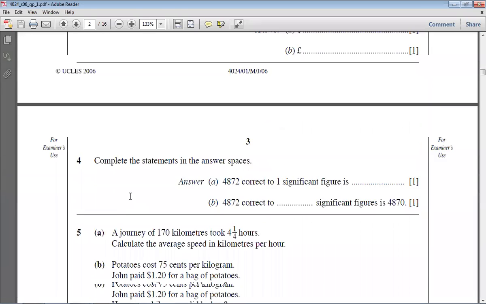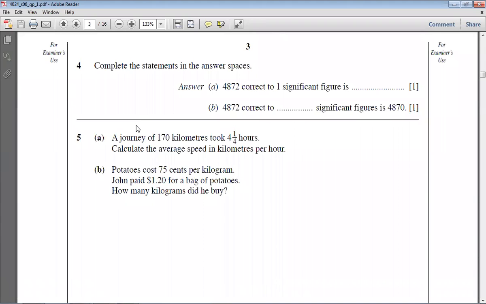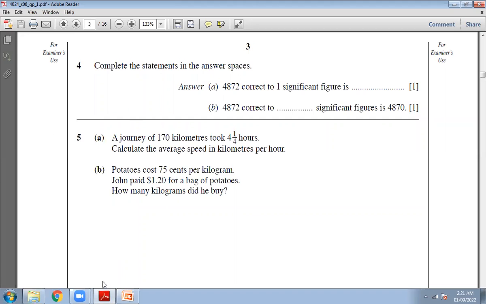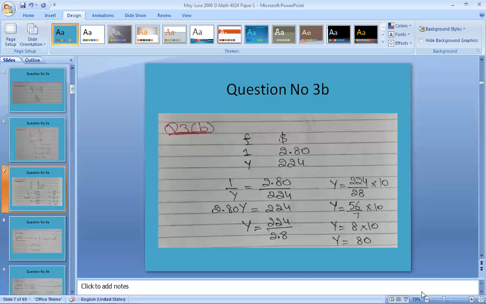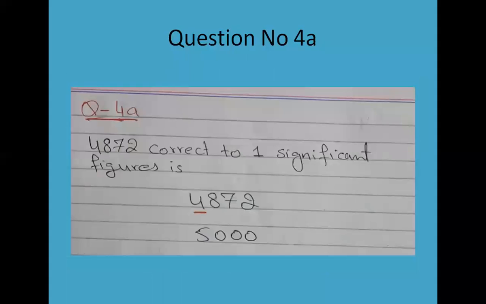Question number 4. He says complete the statements in the answer space. A part is 4,872. Correct to one significant figure is. That's the first part. And let me show you my answer. Okay. So 4,872 correct to one significant figure is.